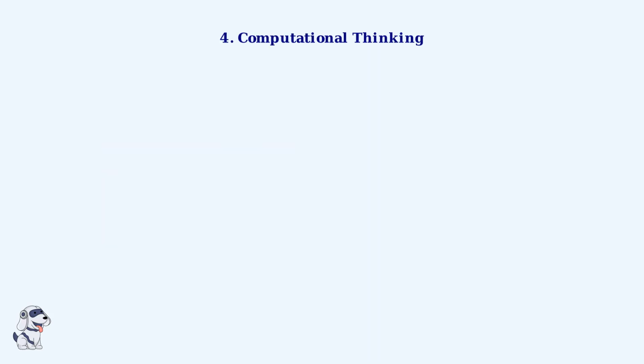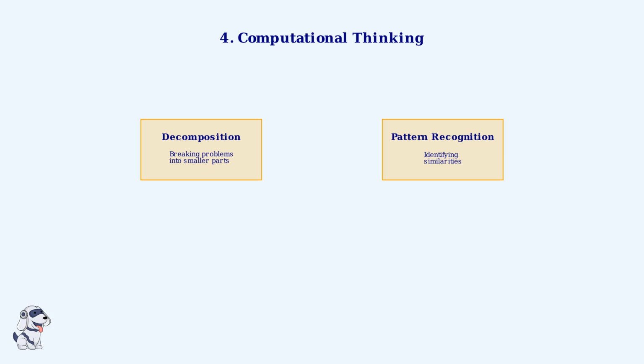Computational thinking involves four key problem-solving strategies that help you approach complex challenges systematically. Decomposition means breaking down complex problems into smaller, more manageable parts that are easier to understand and solve individually. Pattern recognition involves identifying similarities and recurring themes in problems, which helps you apply known solutions to new situations.